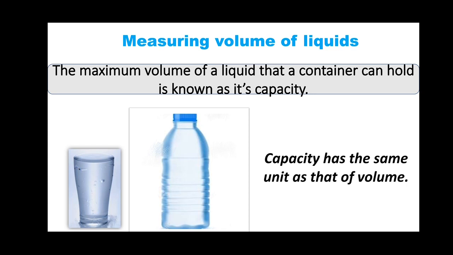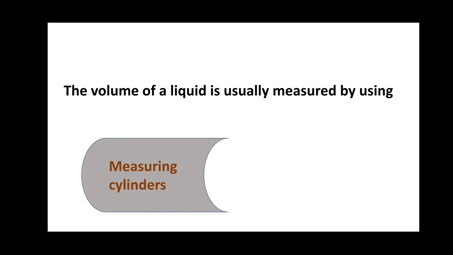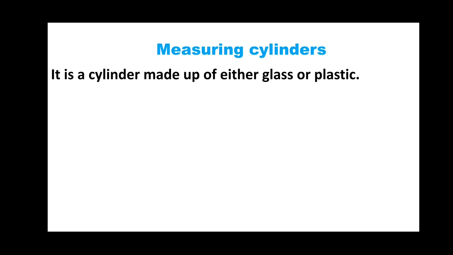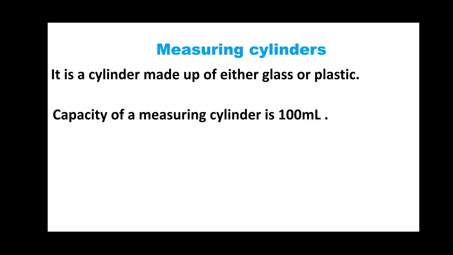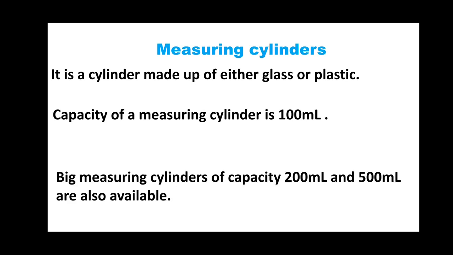The volume of liquid is usually measured using measuring cylinders and measuring cans. First one is the measuring cylinder. It is a cylinder made of either glass or plastic. The capacity of a measuring cylinder is 100 milliliter. Bigger measuring cylinders of capacity 200 ml and 500 ml are also available. ml means milliliter.